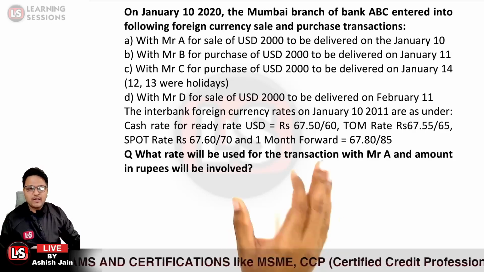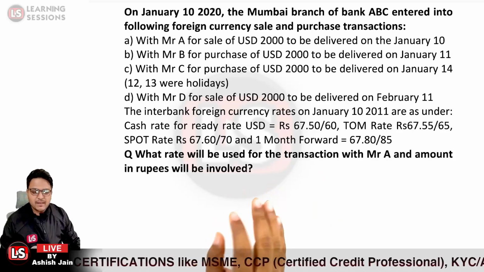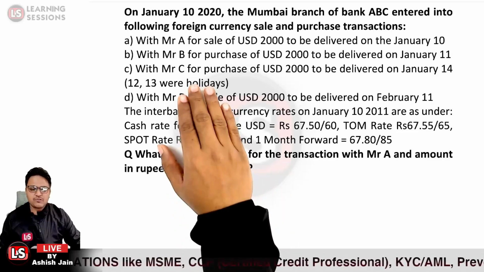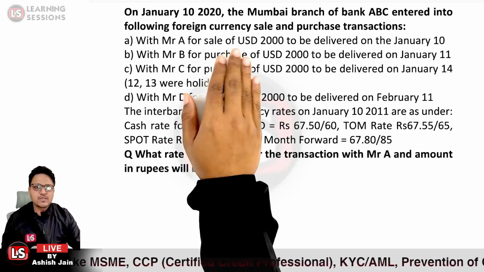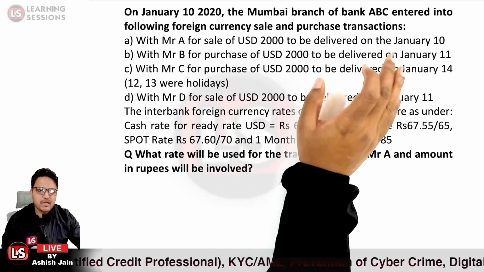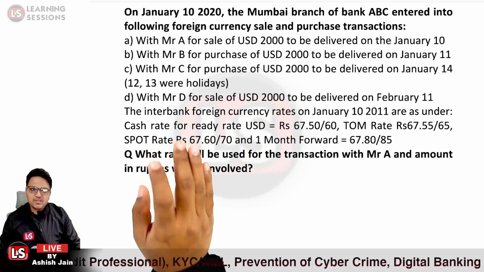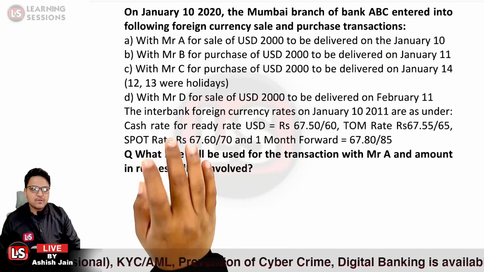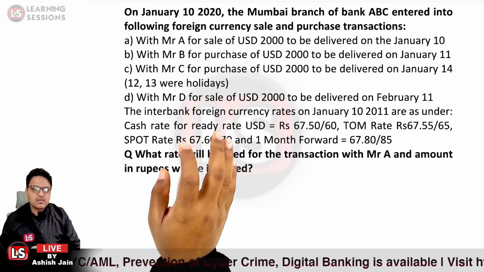So over here we are provided with the different transactions that the bank entered into with the customers. The first transaction is with Mr. A for sale of USD 2000 to be delivered on January 10, and with Mr. B purchase of USD 2000, to be delivered on January 11.